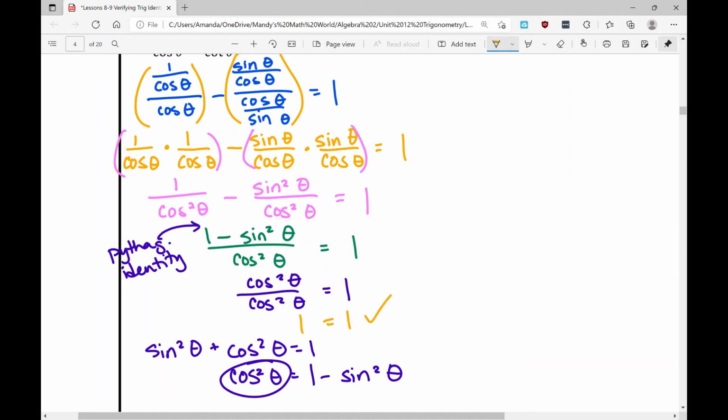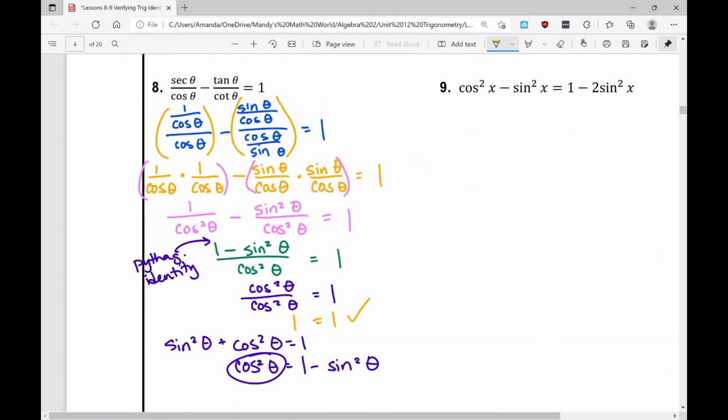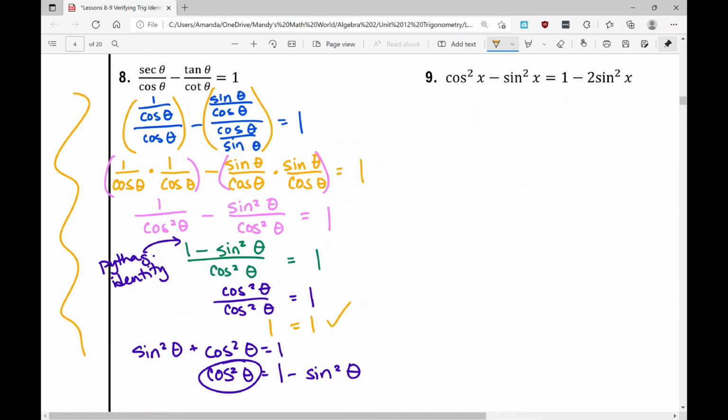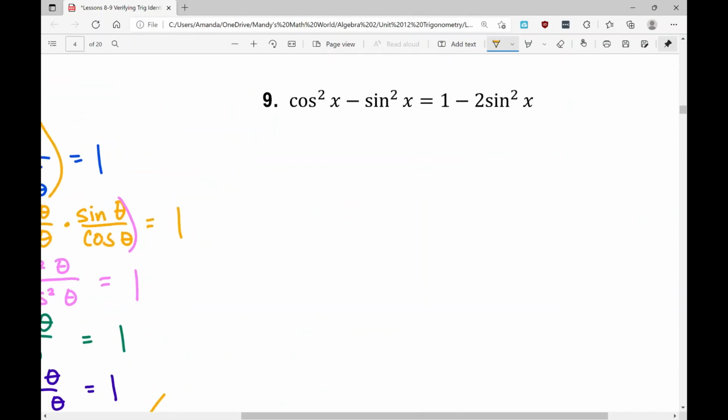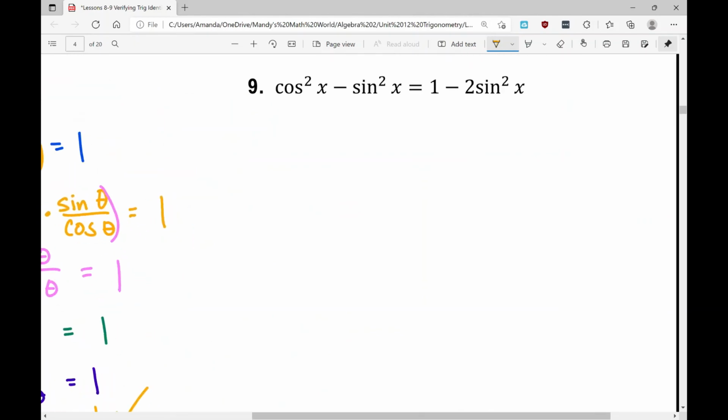Okay? So all of this work is your answer. It's not just your end result, it's all of this work, the whole process, the logic behind it. So let's get into our very last example, and it's not as scary as you would think. It looks kind of scary, but it's not as scary as you would think.